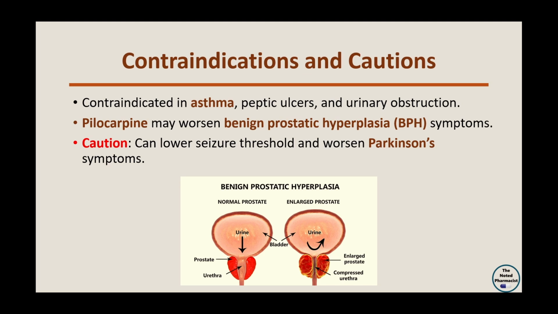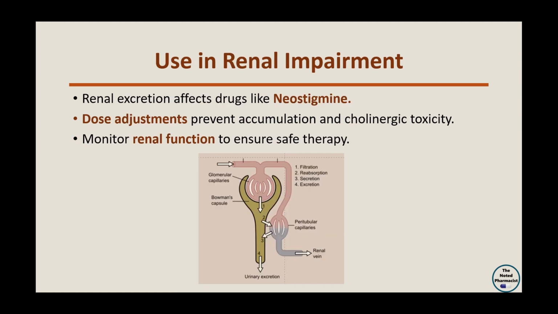Understanding the pharmacological implications of renal impairment is crucial when using parasympathomimetics. Neostigmine, a cholinesterase inhibitor primarily eliminated via renal excretion, requires precise dose adjustments to prevent drug accumulation and potential toxicity, including severe cholinergic crises. Therefore, monitoring renal function and tailoring dosages are critical steps to ensure safe and effective therapy in patients with compromised renal clearance.